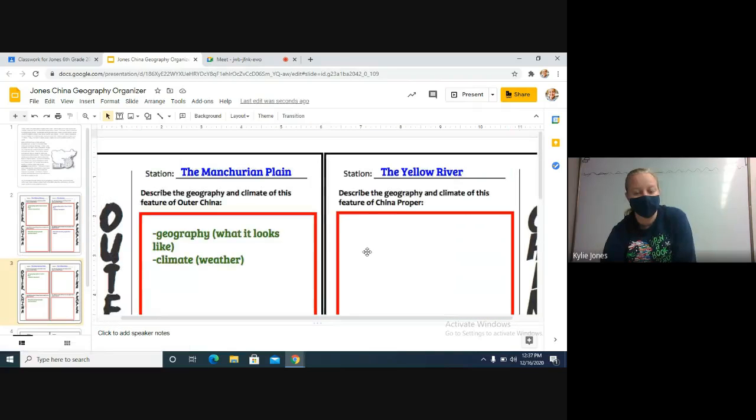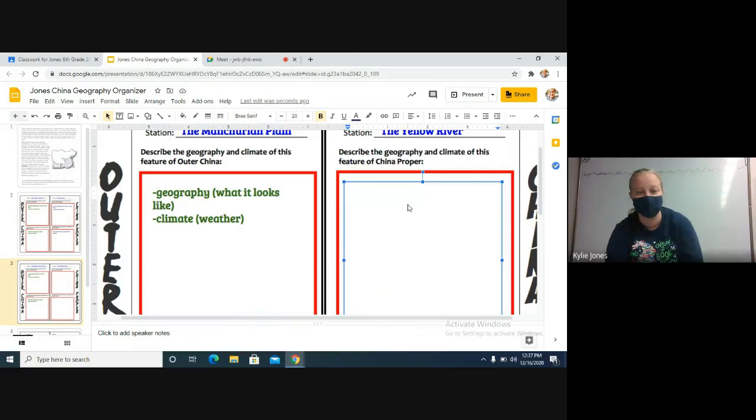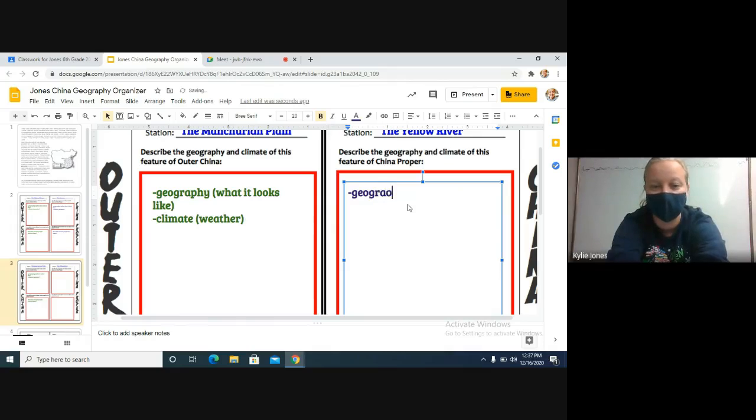All right. Okay, so the Yellow River. So we have the Manchurian Plain on the left side of slide number 3, and we're going to talk about the Yellow River on the right side. And again, we are going to describe the geography and the climate. So it's the same questions, again, that you are answering. Geography, which is what it looks like. Isn't it polluted, Miss Jones? Yellow River. I'm sure it is polluted, yeah.